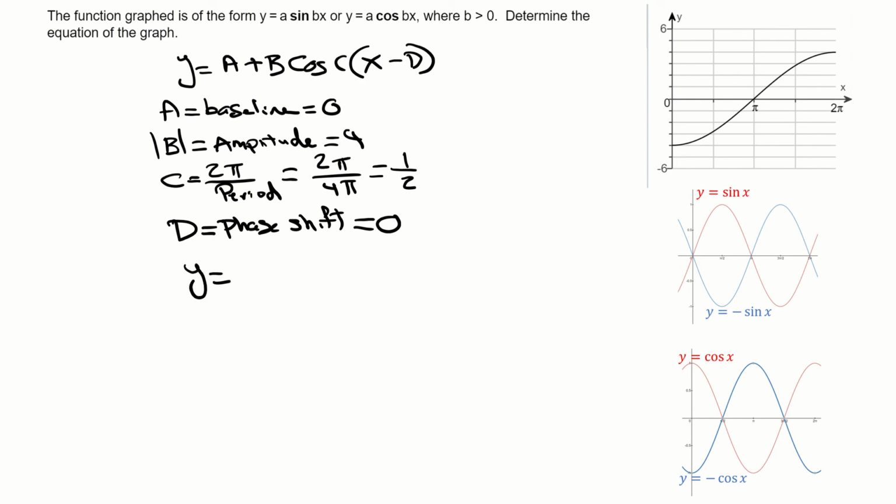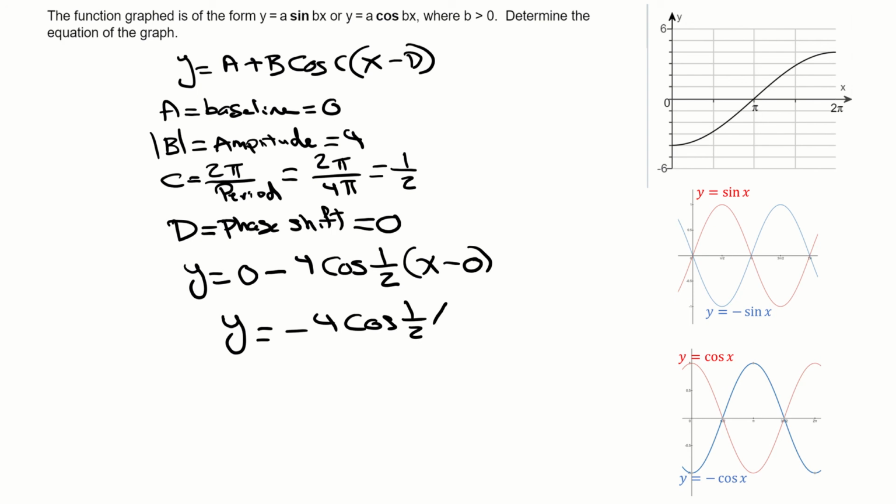It's going to be y equals 0 because of the reflection minus the amplitude, which is 4, and then cosine of c, which is 1/2, times x minus 0. Of course, if we simplify this, we end up with just y equals -4 cosine 1/2 x. And that's how we figure out the equation of a sinusoid such as the one given in this graph.